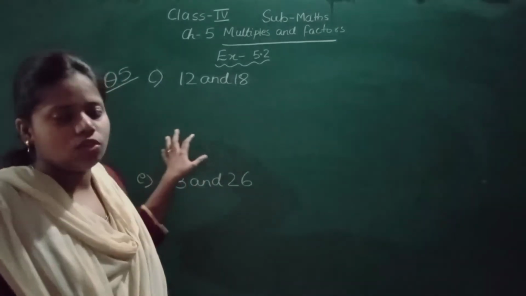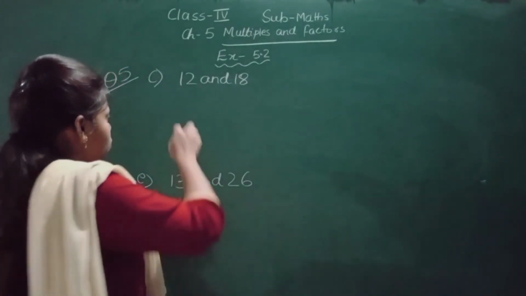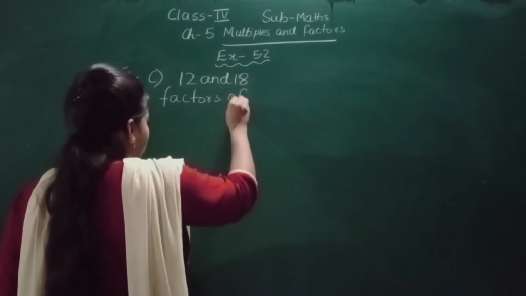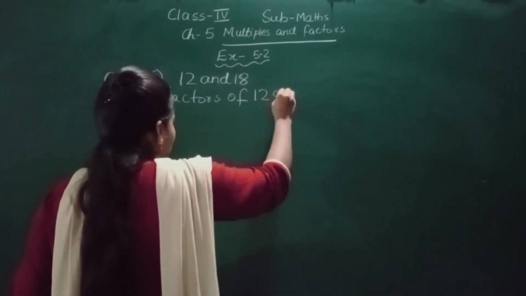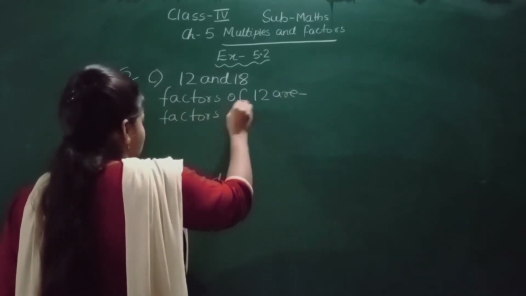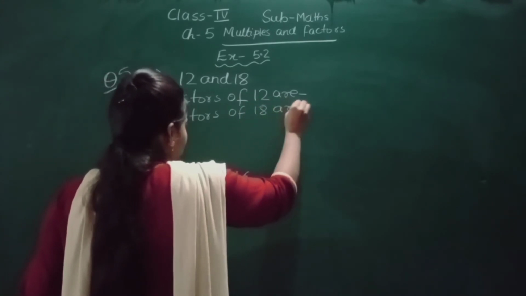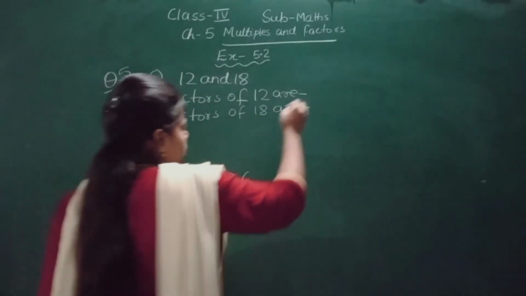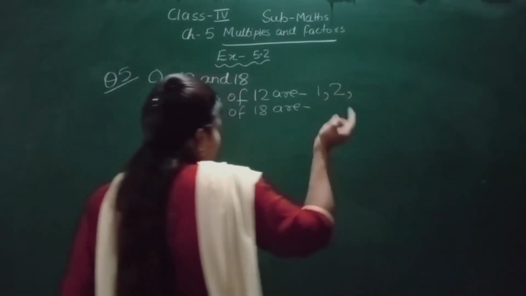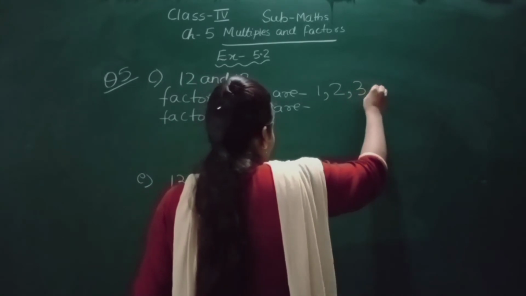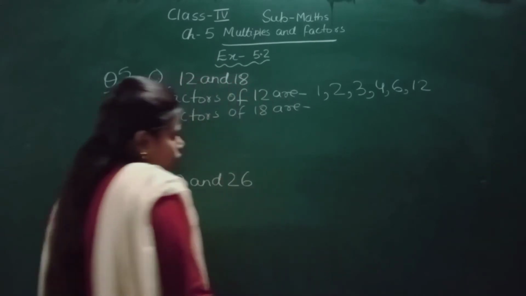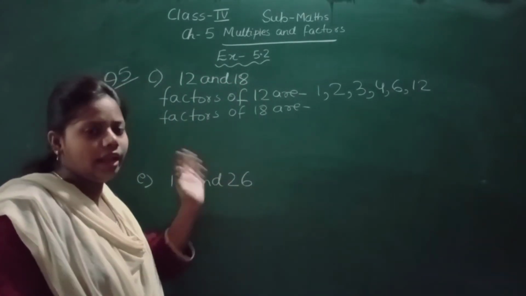Okay, so now we will see question number C, then we will do E. We will write the factors of 12 are, then we will write factors of 18 are. So what are the factors of 12? It comes in the table of 1, it comes in the table of 2 also, in the table of 3 also, in the table of 4 also, in 6 and in its own table 12. We are finding the common factor, so we will write 1 and itself also.